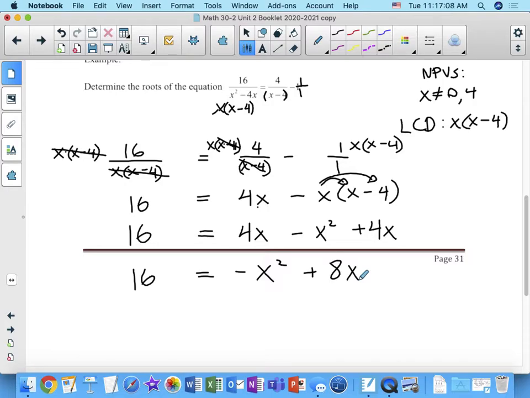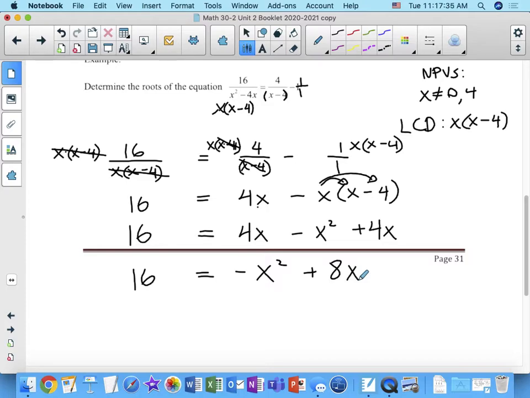Quadratic. Yeah. Okay, this is a quadratic equation. And so what's my next step going to be if it's a quadratic equation? I heard someone say it. Yeah, make one side zero. Okay? And you can choose which side you want to make zero. So you could either subtract 16 from both sides to make the left side zero. You could add x squared and subtract 8x from both sides to make the right side zero.